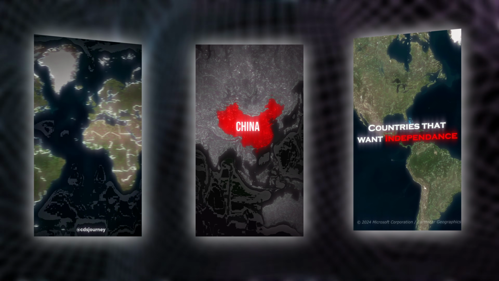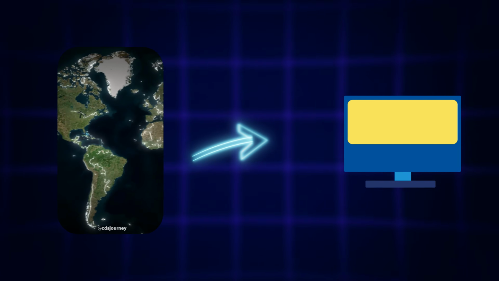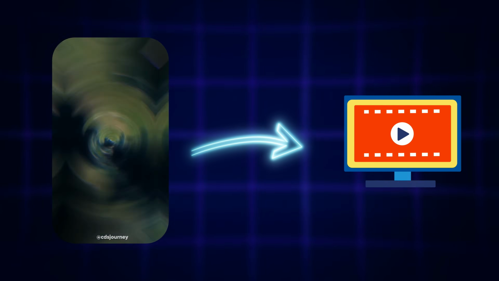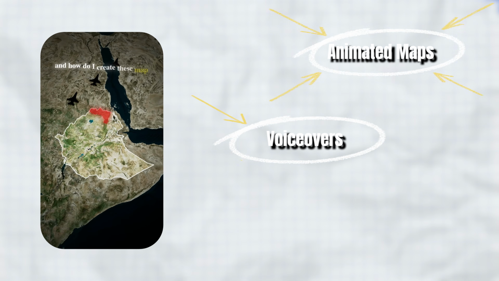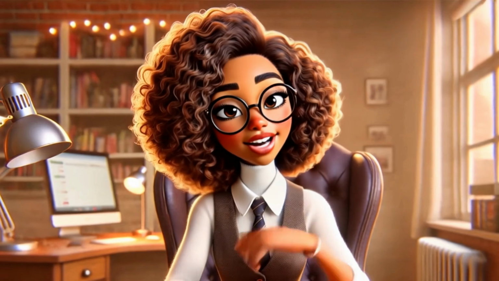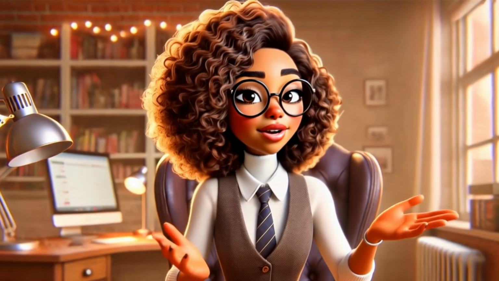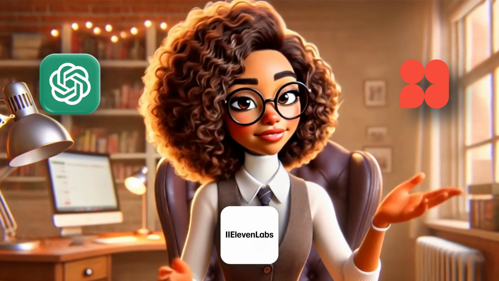You've seen those viral map videos, glowing countries, fast stats, clean edits, and they look like they were made with some advanced desktop setup. But here's the thing, you can make that exact same style of video with animated maps, voiceovers, and even graphs entirely from your phone. In this video, I'm going to show you how to do it using Hera AI, ChatGPT, and 11 Labs.